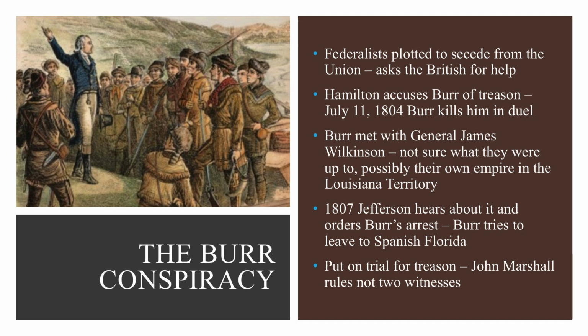A few years later, Burr was again involved in a plot to secede from the United States. Burr met with General James Wilkinson. It wasn't clear what they were up to, but it was possible they were trying to build their own empire in the Louisiana Territory. Regardless, Thomas Jefferson heard about it, and in 1807 he ordered Burr's arrest.